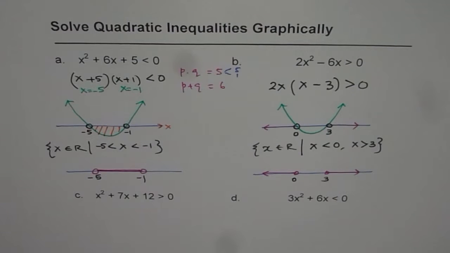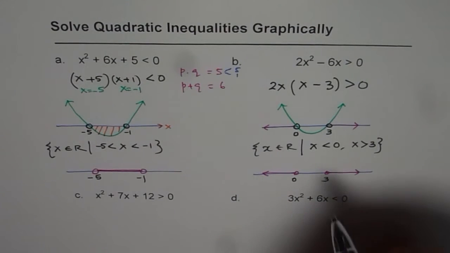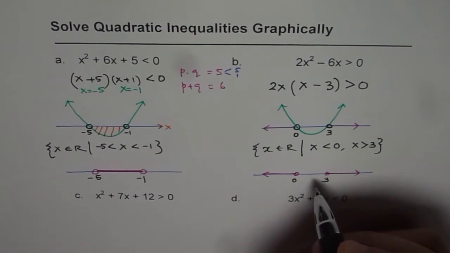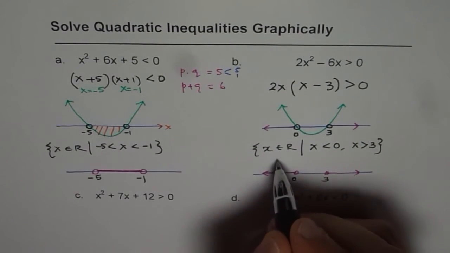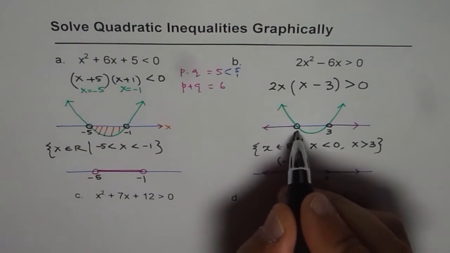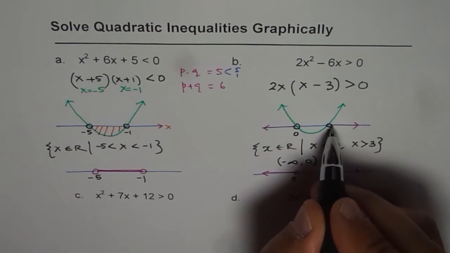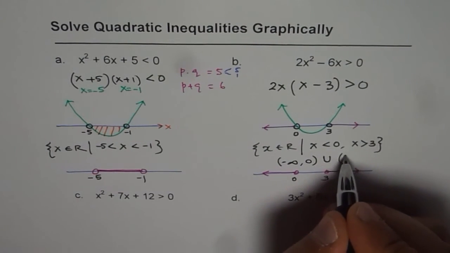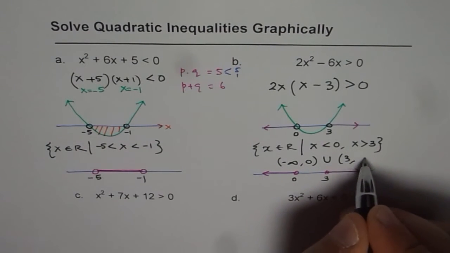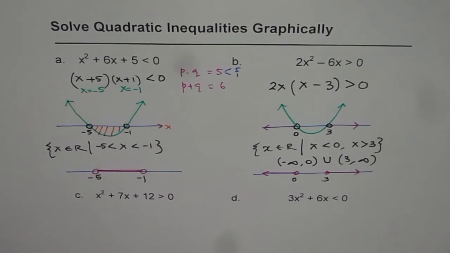Well, we can also write the solution in interval form, right? The interval form will be from minus infinity to 0, union from 3, not including 3, to infinity. So that is another form in which the same solution can be represented.